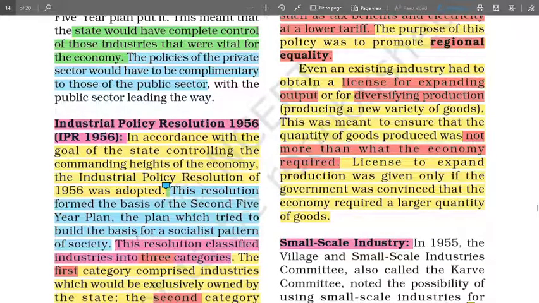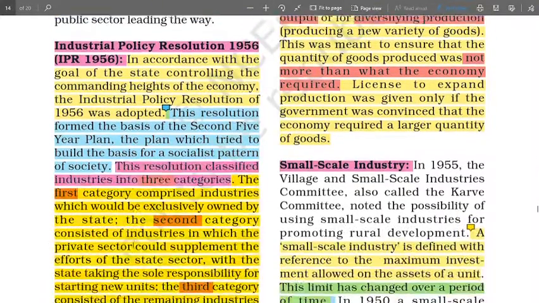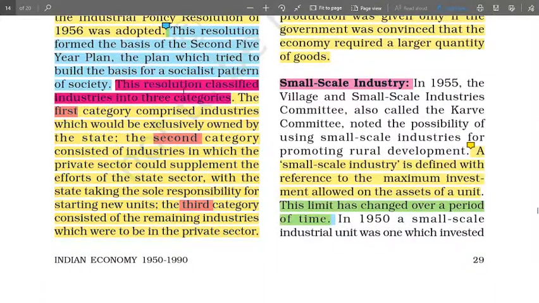This policy classified industries into three categories. So what are those three categories? The first comprised industries which would be exclusively owned by the state. Only the government has exclusive ownership of these industries. No other can set up industries in this first category. The second category consisted of industries in which the private sector could supplement the efforts of the state sector, with the state taking the sole responsibility for starting new units.